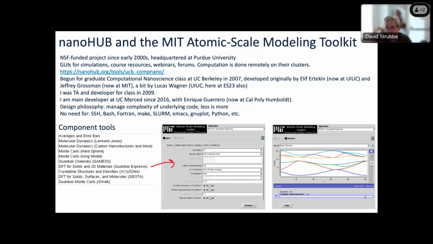And since 2016, when I started as a faculty member at UC Merced, I've been the main developer, and some of the work has also been done by my former student, Enrique Guerrero.